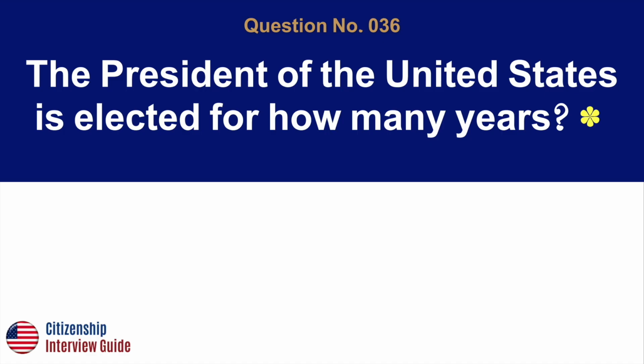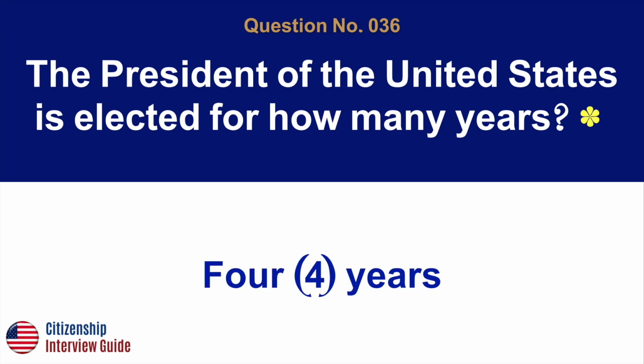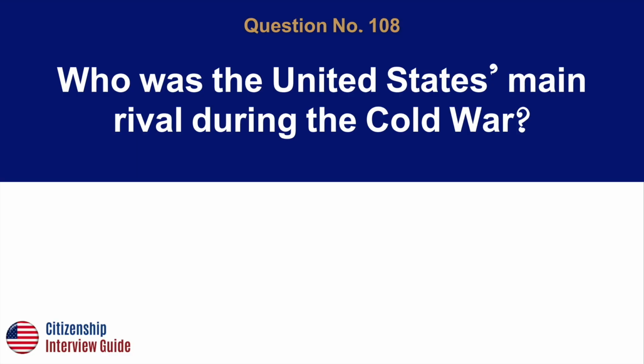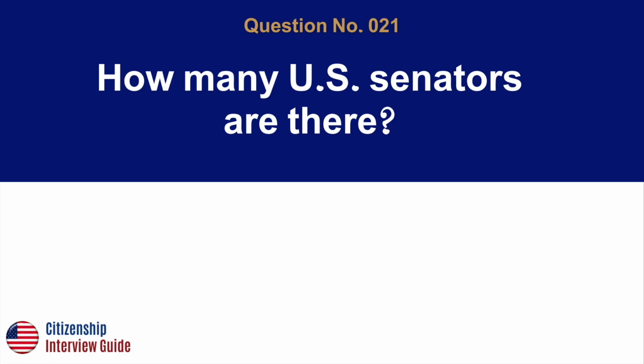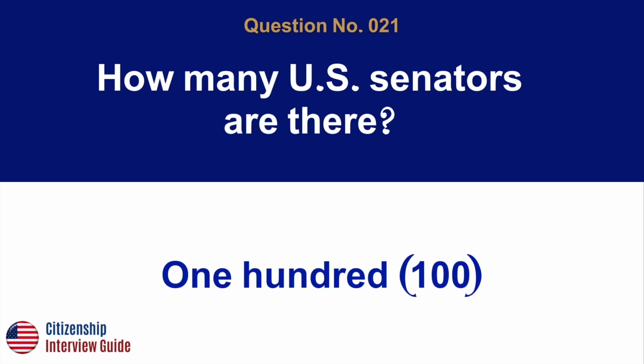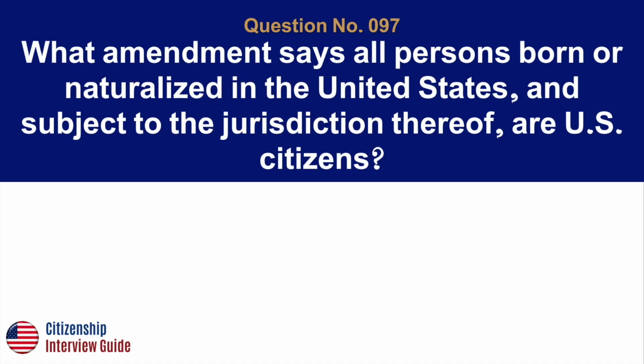The President of the United States is elected for how many years? 4 years. Who was the United States' main rival during the Cold War? Russia. How many U.S. senators are there? 100. What amendment says, all persons born or naturalized in the United States and subject to the jurisdiction thereof are U.S. citizens? Fourteenth Amendment.